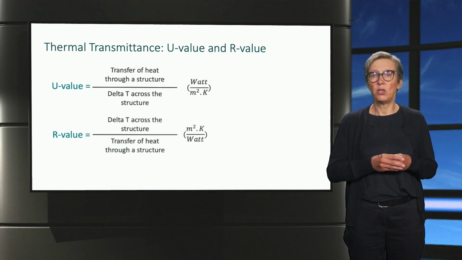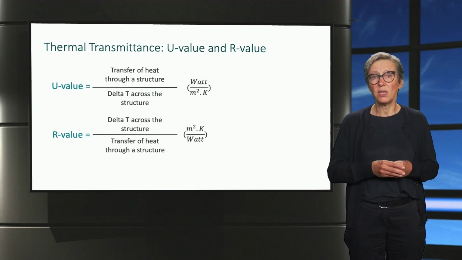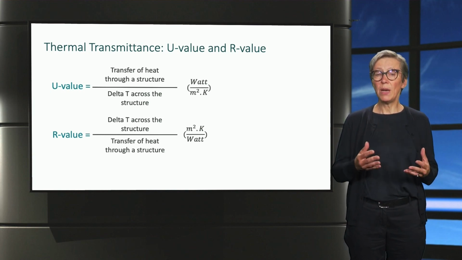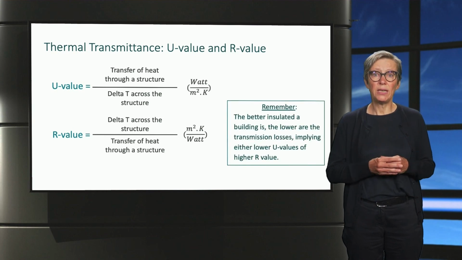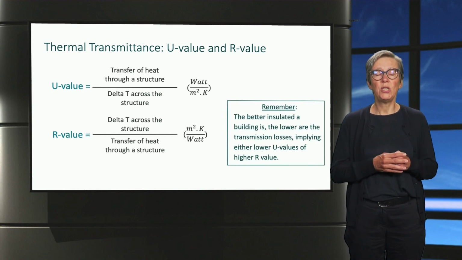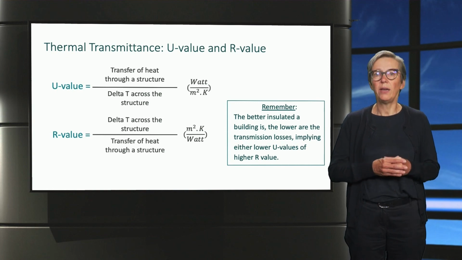There is a relationship between the U value and R value. They are mathematical reciprocals of each other. Thus, while lower U values indicate better insulation performance, higher R values indicate better thermal resistance. What you need to remember is that the better insulated a building, the lower the transmission losses, implying lower U values or higher R values.